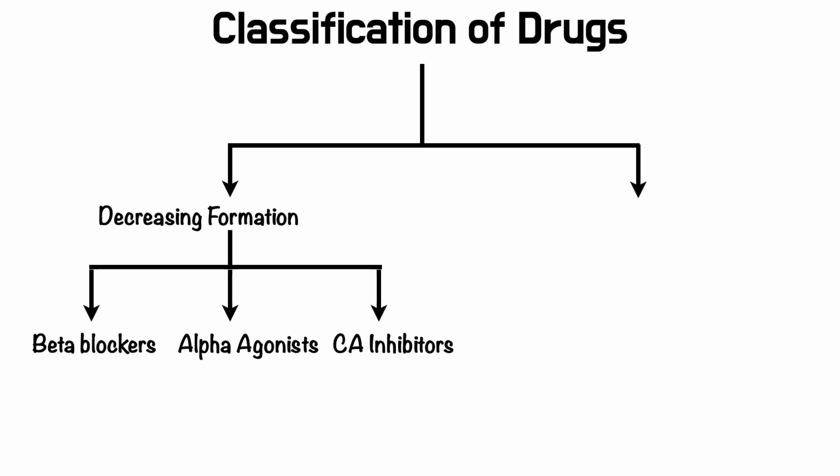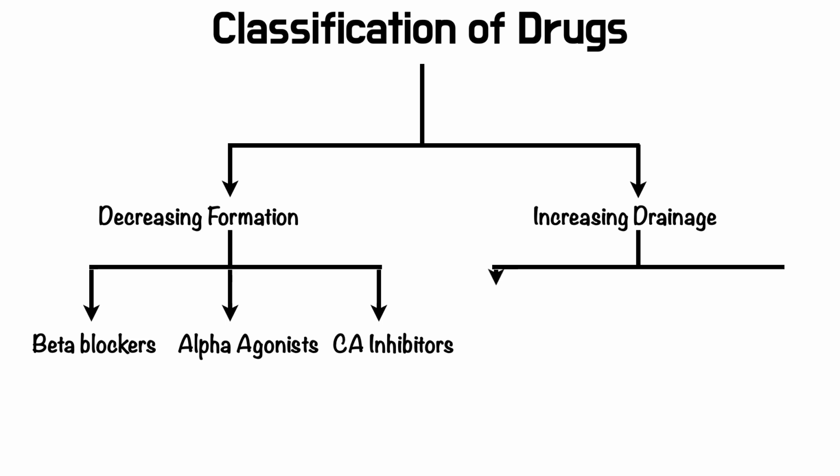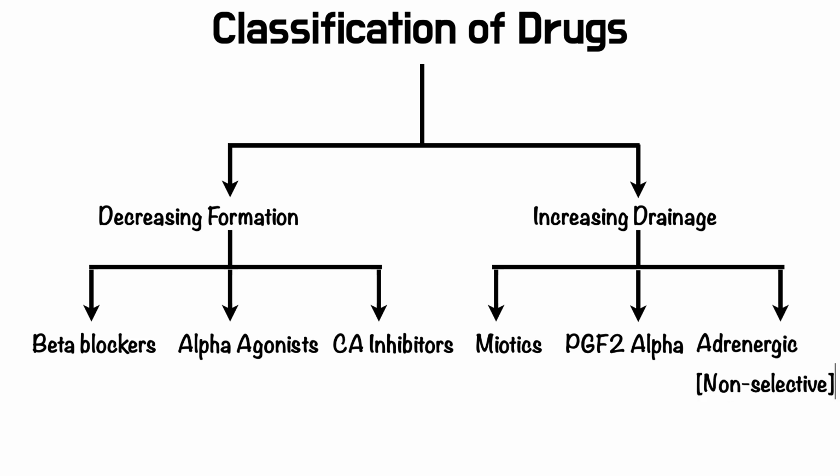On the other side, there is increase in drainage, and that is how you treat it. There are three groups of drugs here too. The first one is miotics, and then PGF2 alpha analogs, and then non-selective adrenergic drugs. So let's talk about them individually.